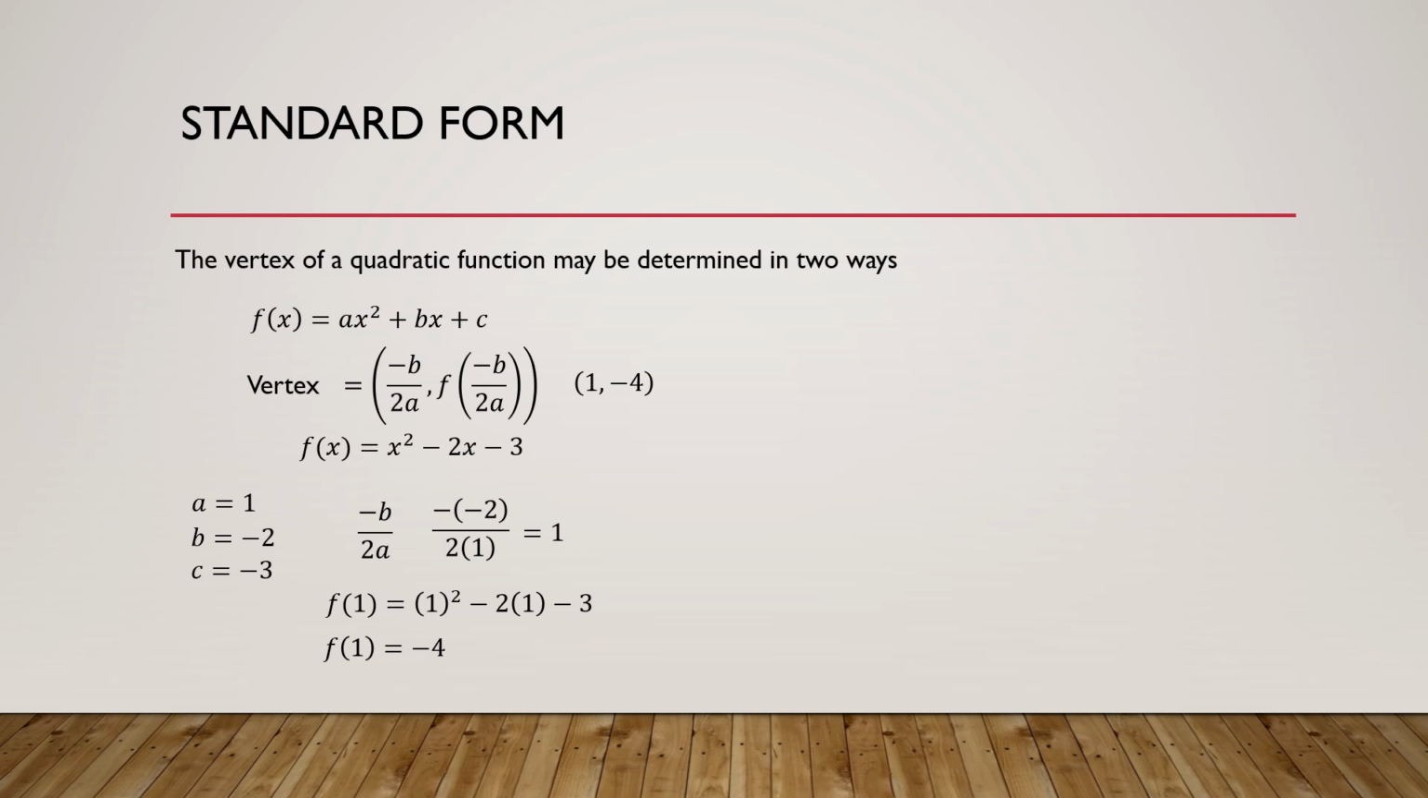The second method is to put the quadratic function into standard form. This form will be f of x is equal to a times x minus h quantity squared plus k. In this form, h and k will be rational numbers, and together will be the vertex. To arrive at this form, we take the original function and complete the square.